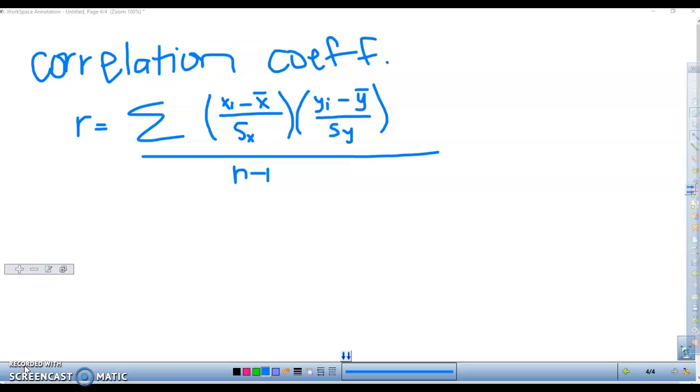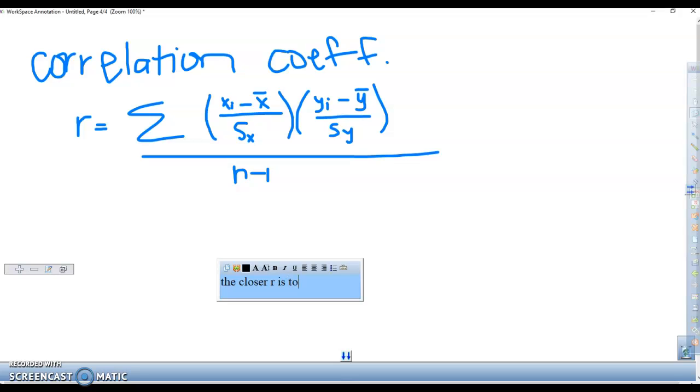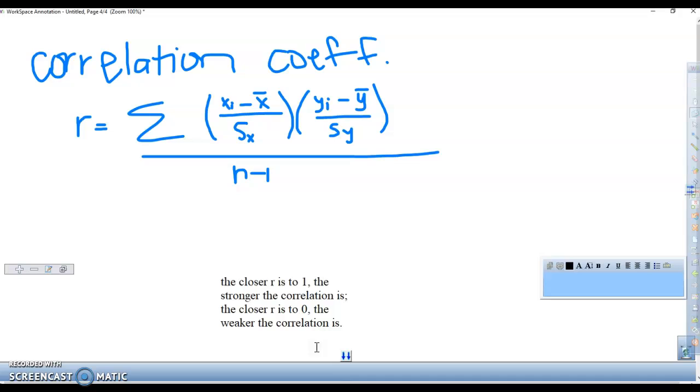Some general rules about correlation coefficient. The closer R is to 1, positive or negative, the stronger the correlation is. Likewise, the closer R is to 0, the weaker the correlation is. Okay, so that's our general rule about correlation.